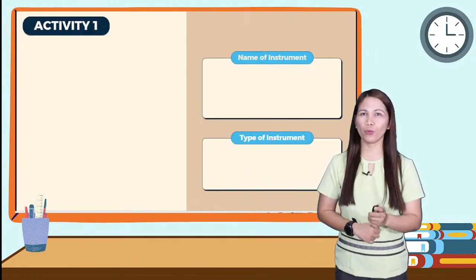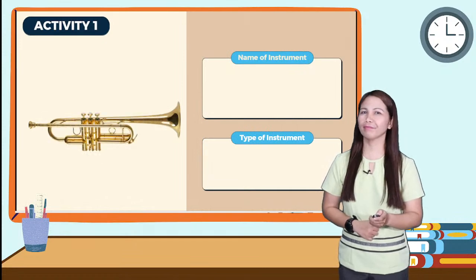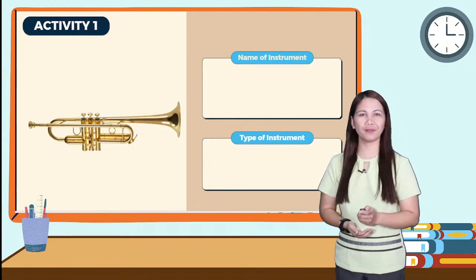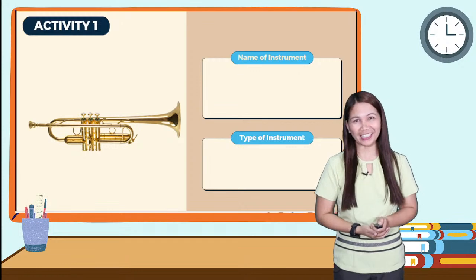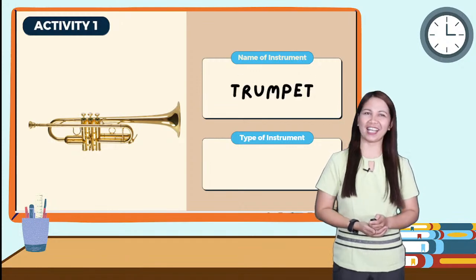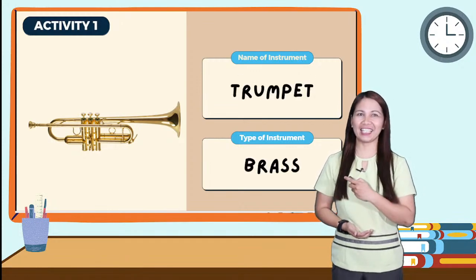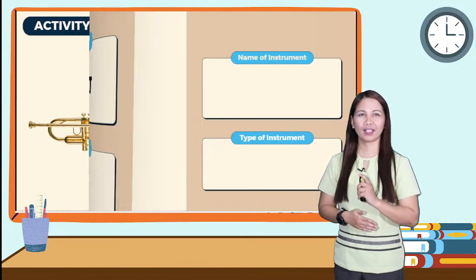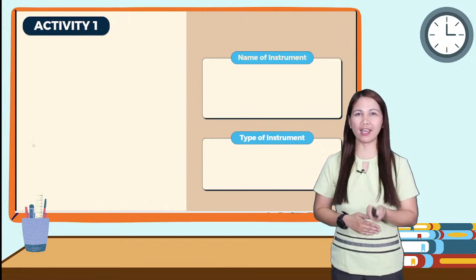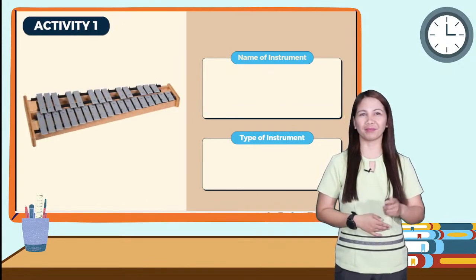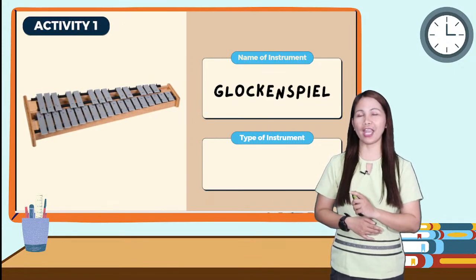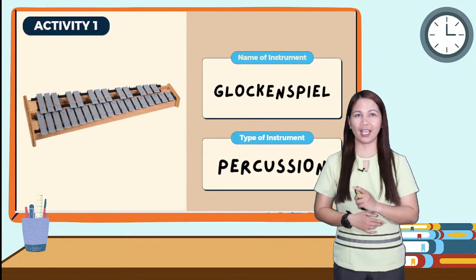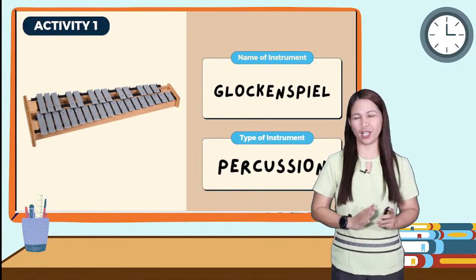For the fourth one, this is very common. That is an example of what? A trumpet, that is right. And it belongs to the brass family. And for the last picture, that is an example of a glockenspiel. And it belongs to the percussion family.